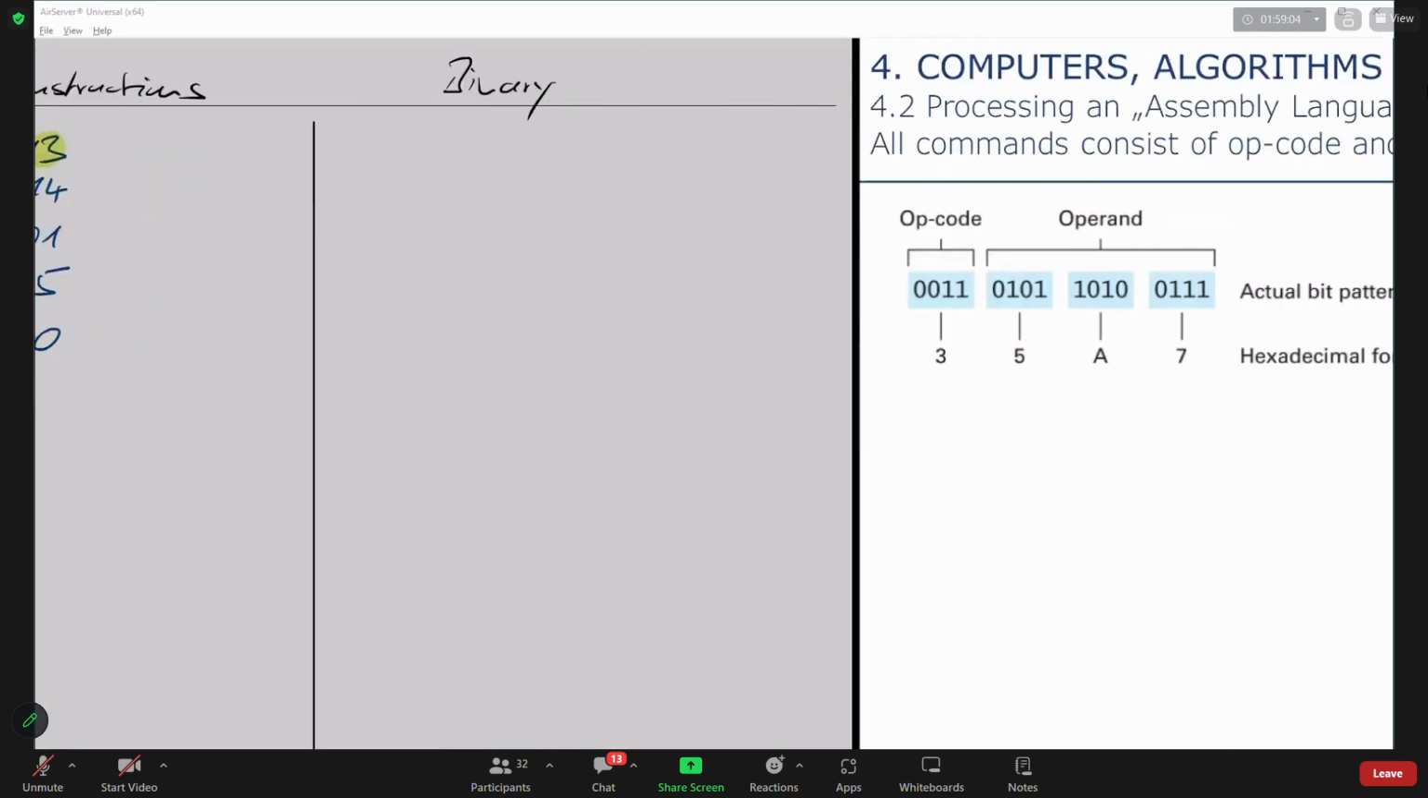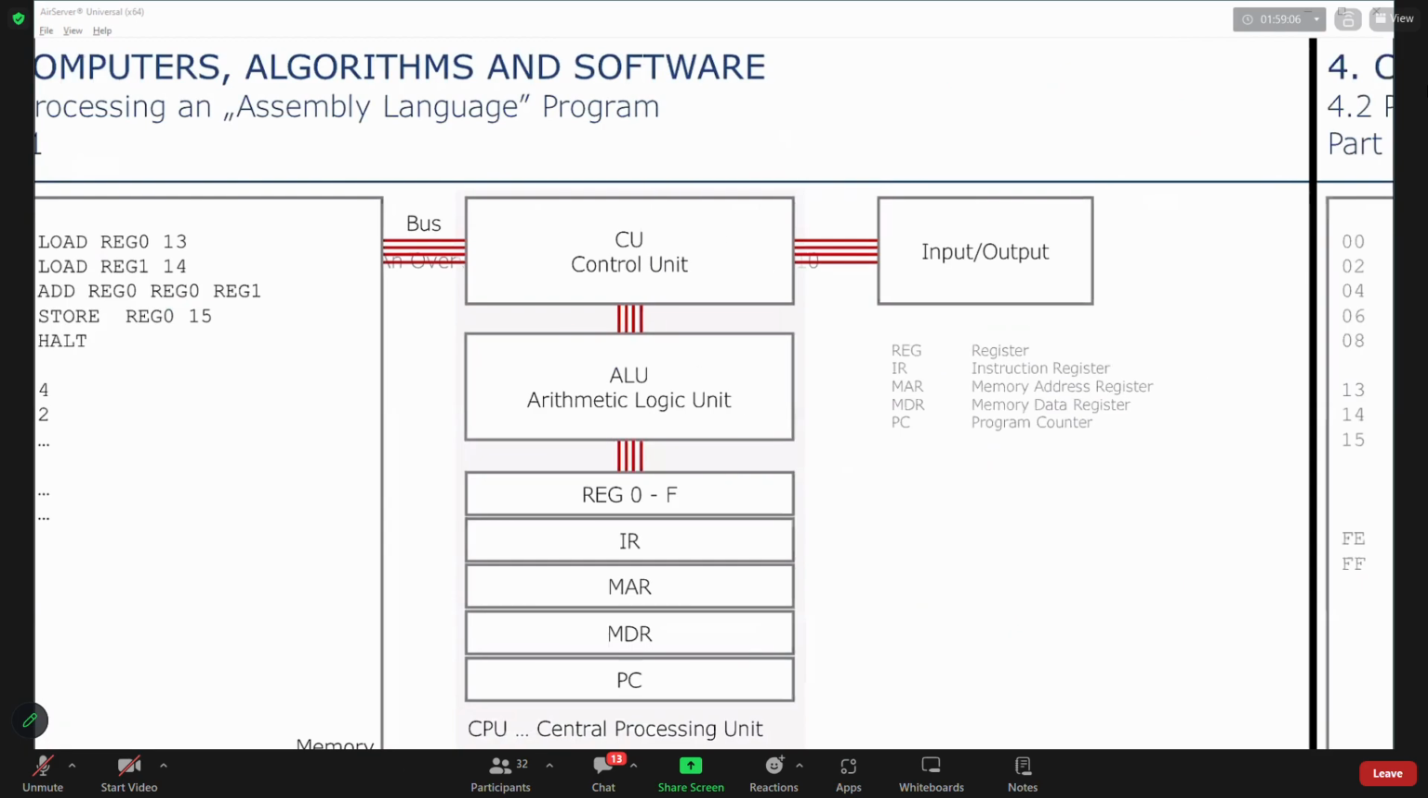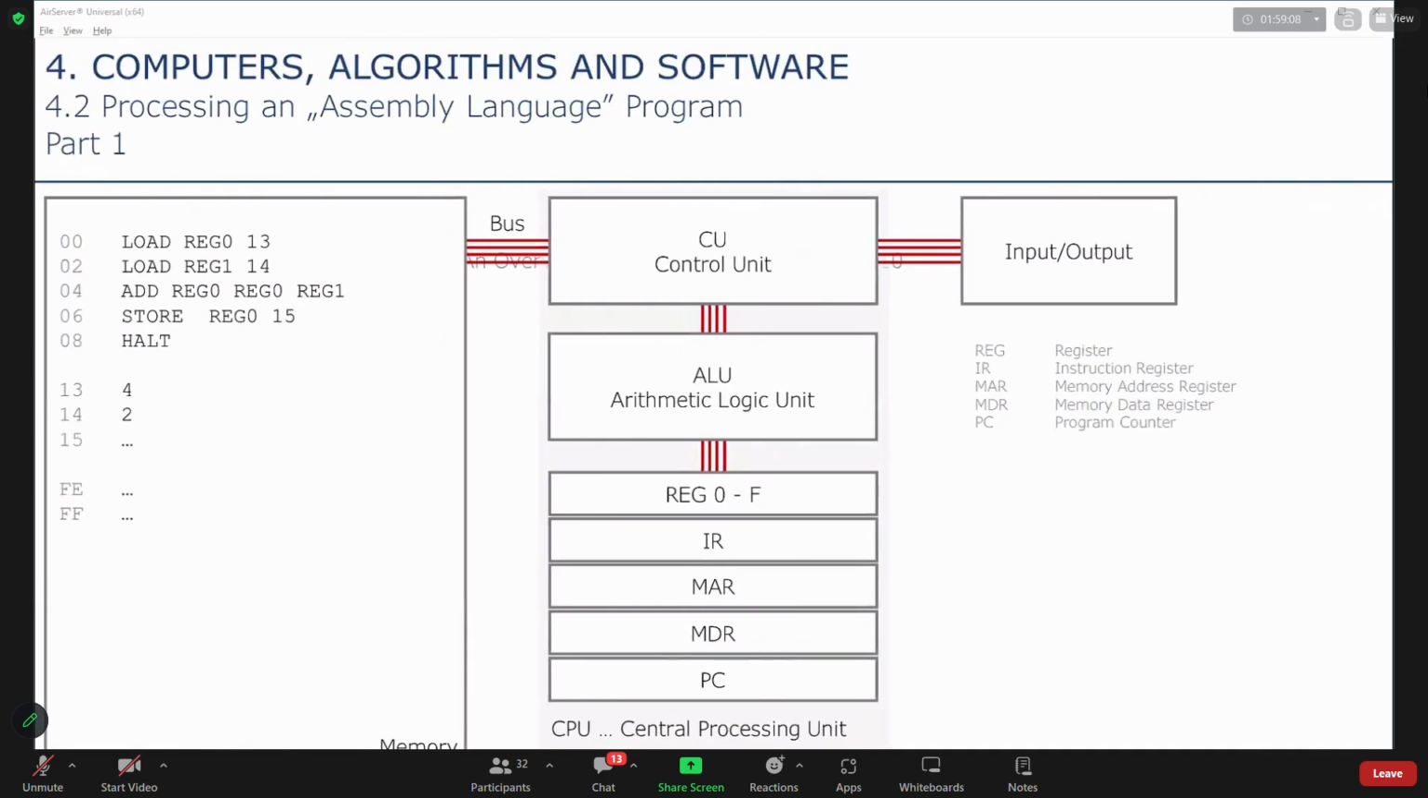So let's continue with the slides. In the next step, we are translating our textual commands into these numbers as we just did before. So 1013, 1114, 5001, 3015, C000. These are our commands. And we just have some values in memory cells 13 and 14, namely 4 and 2 in decimal.